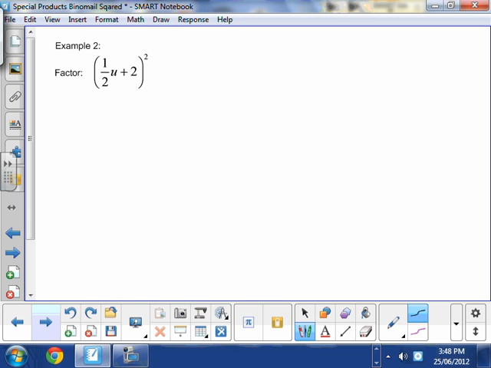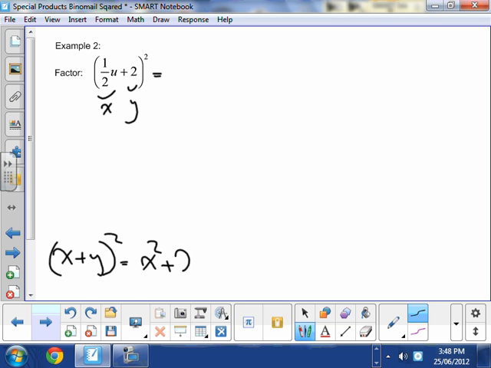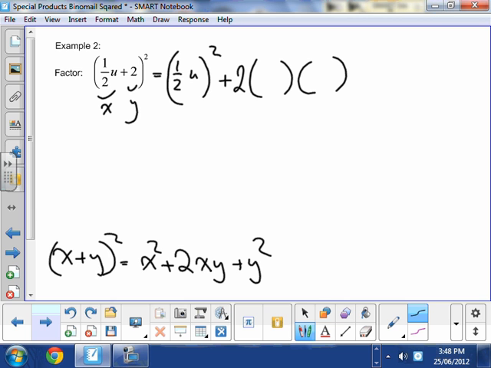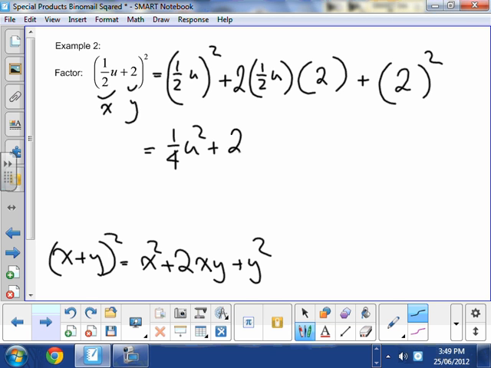Okay, one more. And here is the formula x plus y. This is my x, this is my y. It's a plus in between, so that tells me I have to use x plus y, everything squared, equals x squared plus 2xy plus y squared. Okay, so let's get started. The first term is one half u, everything squared, plus 2 times first term times second term, so that's one half u times 2, plus second term squared, so that's 2 squared, and simplify. So that's one fourth u squared plus 2u plus 4.